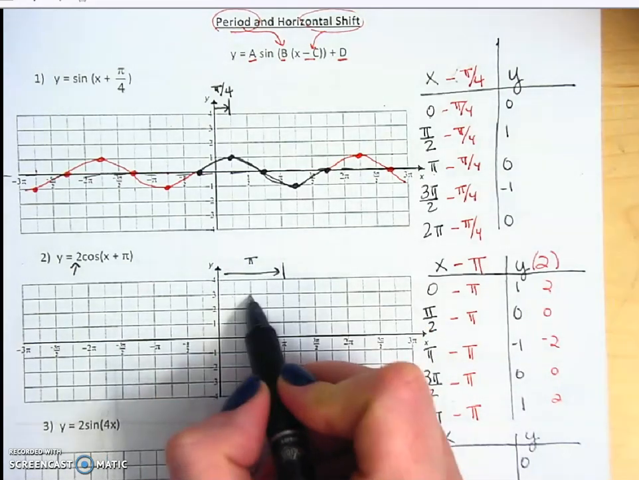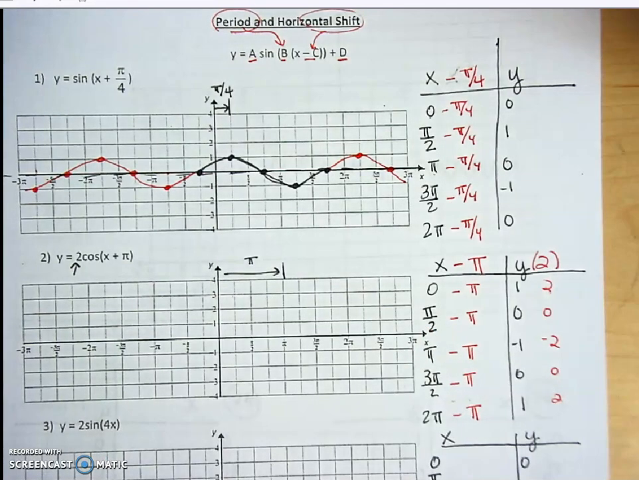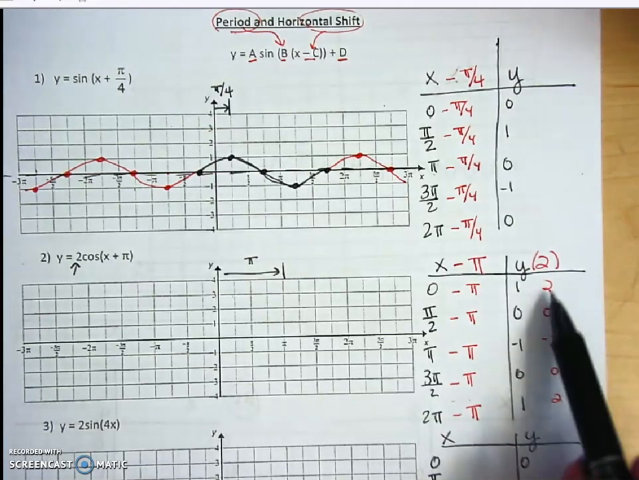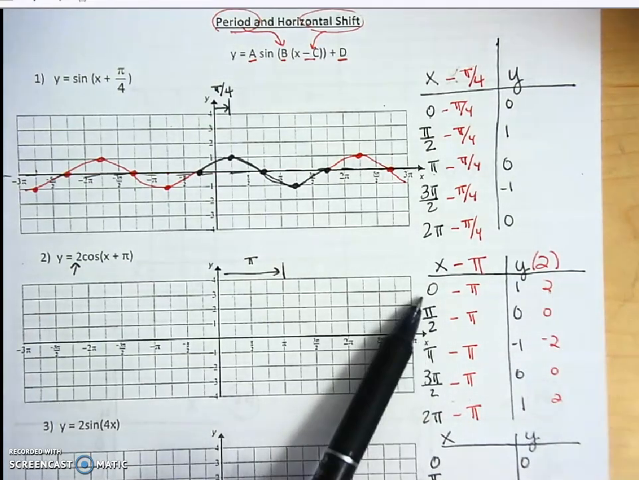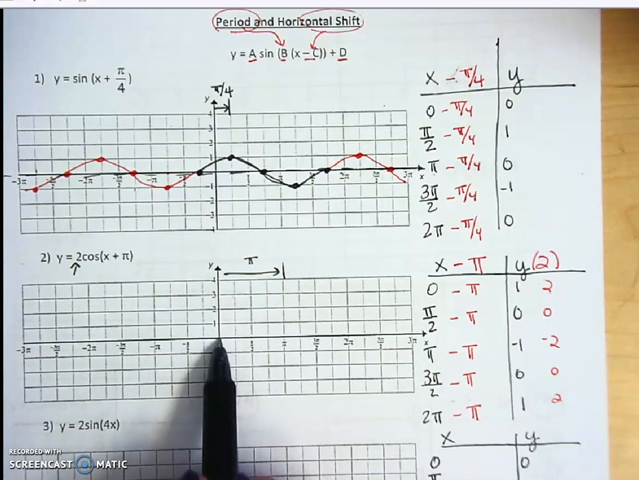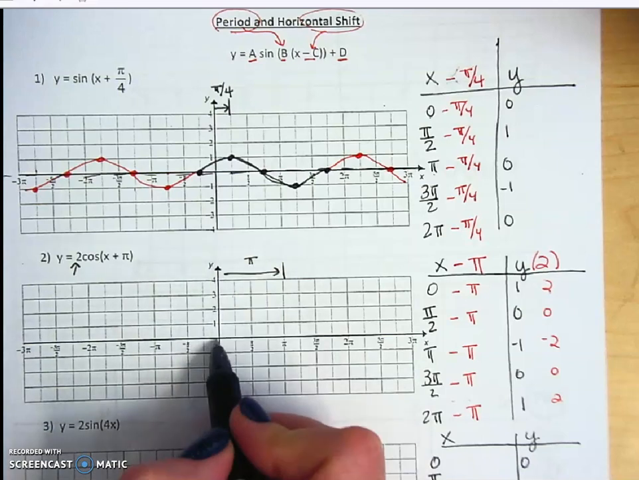And that is 1, 2, 3, 4 grid marks. So I'm just going to shift it that way. And then here are my new y values. So my original x value was 0. So I'm just going to place my pen there and I'm going to go left 4 grid marks, or 1 pi.